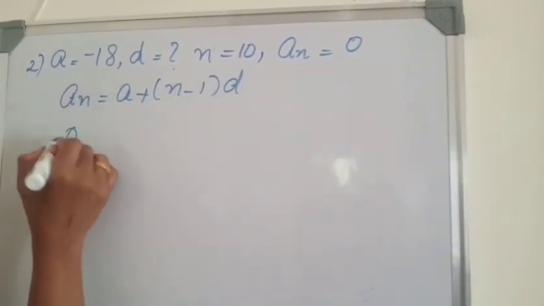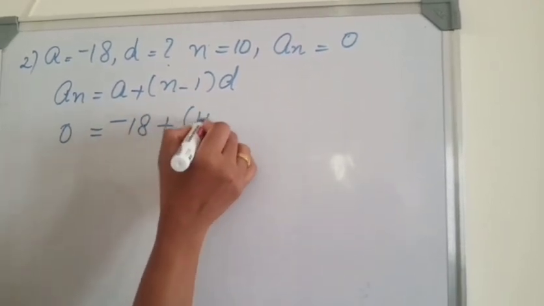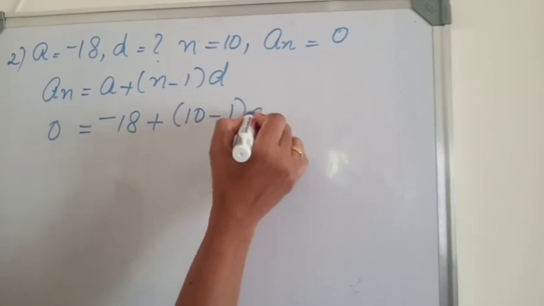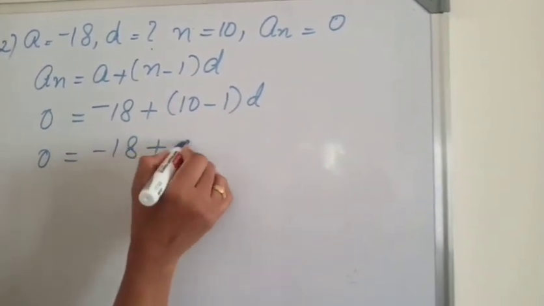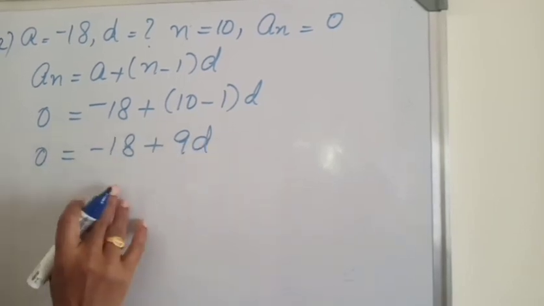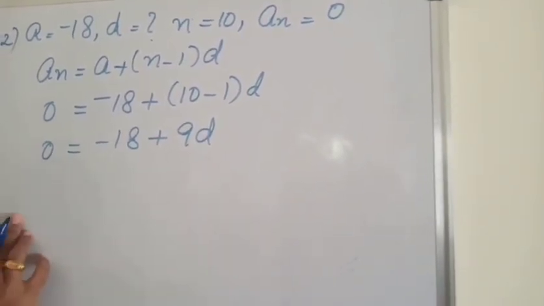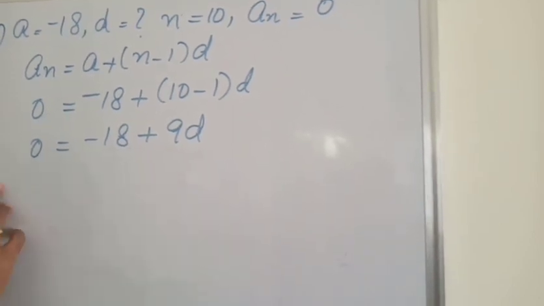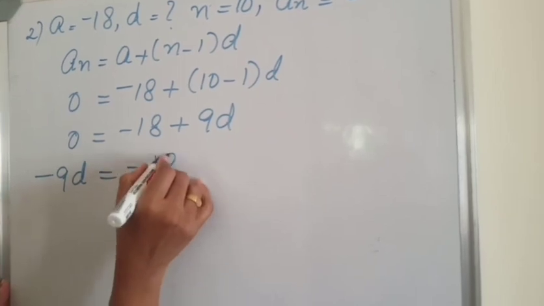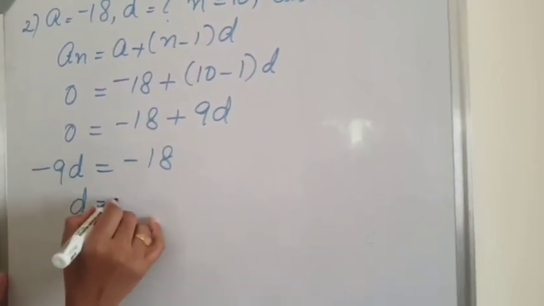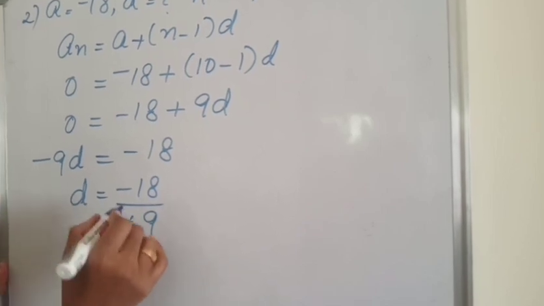AN is 0 here. A is minus 18. N is 10, 10 minus 1. D we should find out. 0 equals minus 18 plus 9D. Either you should take minus 18 to the left side or 9D to the left side. So if I take 9D to the left side, it will become minus 9D is equal to minus 18. D equals minus 18 by minus 9 is equal to 2.